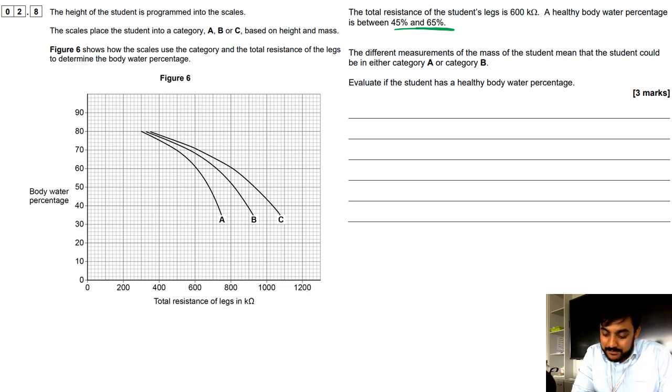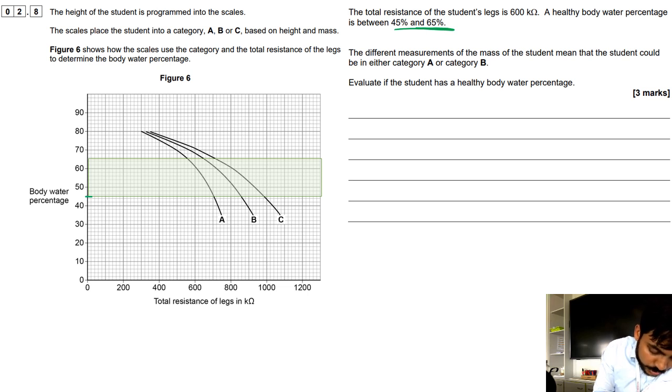Now, because I'm having to draw on this tablet, I've animated some of the things that I would normally draw on. So I would first draw from 45 to 65, and I would draw lines to show this is the healthy body water percentage. This bar, shaded in green, tells me if the value lies in between those 2 points, it's a healthy body water percentage. Next, we need to know what the student's measurement was. It tells us that the student's measurement is 600 kilo ohms. So that's what I'll draw next.